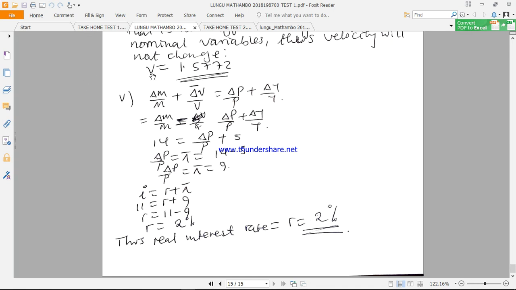Let's do this. So how do we get percentage changes? Remember, MV is equal to PY. It's the same thing here, no difference whatsoever. The only thing that is changing is that I've converted that equation into percentage changes. So I've got the percentage change in money supply plus the percentage change in velocity of money must equal the percentage change in price plus the percentage change in output.